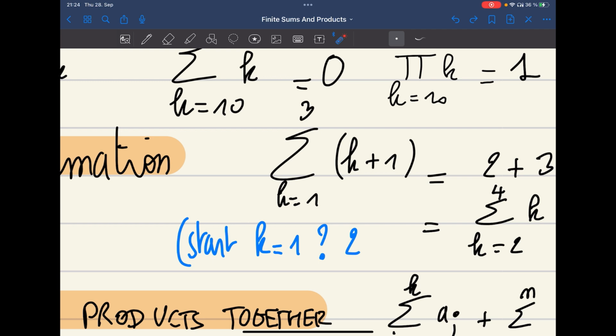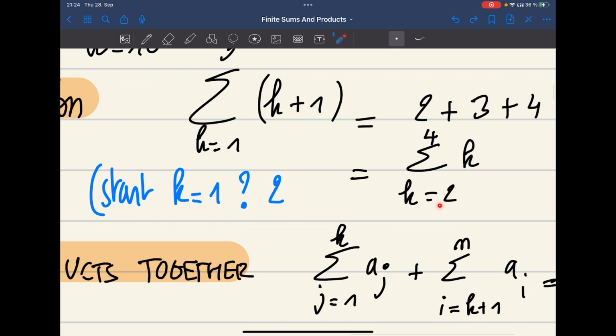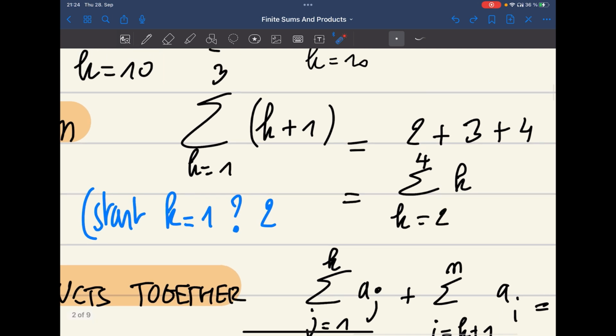So how do you do this index transformation? I always do it like that. I look at what this is when k is 1, so at the start. And I realize that at k equals 1 it is 1 plus 1, which is 2. Therefore, I start with 2 and I go to 3 plus 1, which is 4. And you can see this sum is the same as this one. It's 2 plus 3 plus 4. And this is how we do an index transformation.